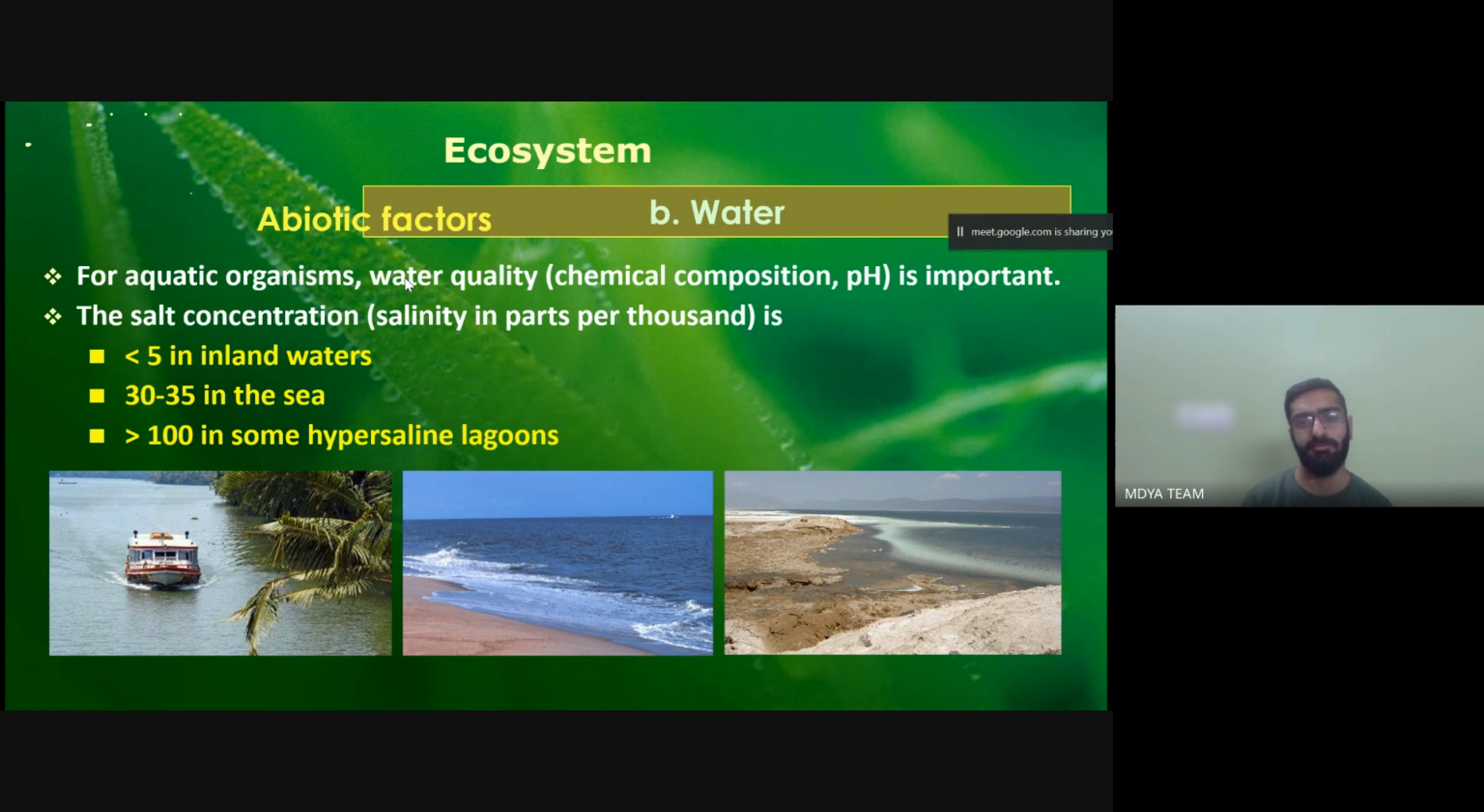Next, we understand that for aquatic organisms, the water quality is important. For example, what is water quality? Water quality is chemical composition. The chemical formula of water is H2O. So it consists of two atoms of hydrogen which bind with one atom of oxygen. The covalent bond is the bond that is formed between them.